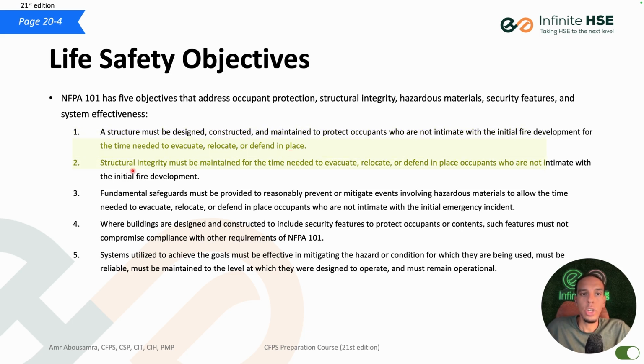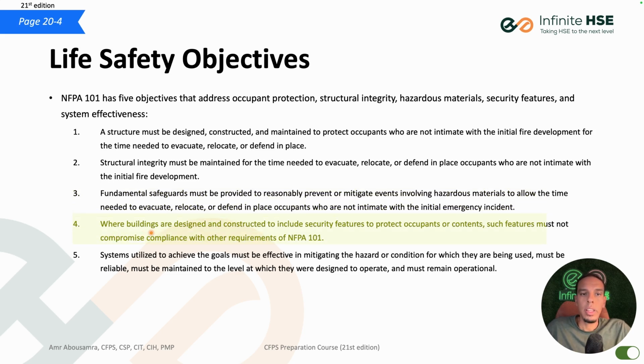Second thing, structural integrity must be maintained for the time needed to evacuate, relocate, or defend in place occupants who are not intimate with the initial fire development. So the second thing, structural integrity, is to prevent the collapse of the structure. Third thing, fundamental safeguards must be provided to reasonably prevent or mitigate events involving hazardous material, to allow the time needed to evacuate, relocate, or defend in place occupants intimate with the initial emergency incident, also the hazardous material.